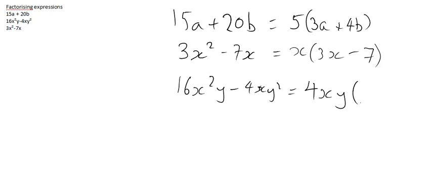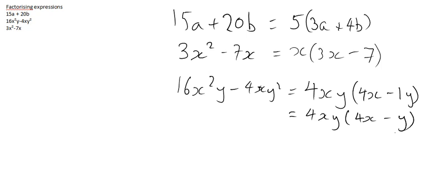Well, what times 4xy gives me 16x squared y? Well, 4 times what makes 16? Well, that will be 4. x times what gives me x squared? That will be an x. y times what gives me y? Well, I'm done. What times 4 gives me 4? Well, that will be 1. What times x gives me x? I'm done. What times y gives me y squared? That will be y. Now of course I can rewrite that as 4xy bracket 4x minus y, and I'm done.